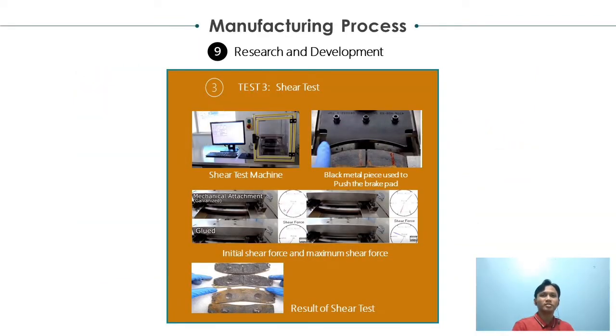And the last test is the shear test. The black metal piece is pushed on the side of the brake pad to measure the force it takes to break that friction material off.